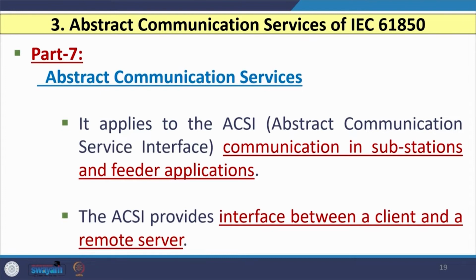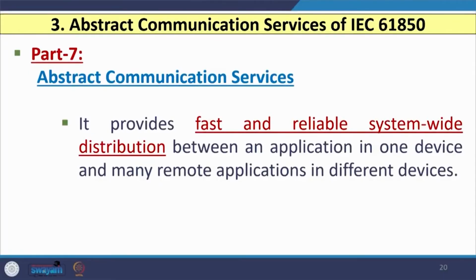This ASCI, the abstract communication service interface, provides the interface between the client and a remote server. So, if we have a client, let us say at a local point we have an IED, and if we have some IED at a remote point, then how the communication is carried out and how the interfacing is carried out is discussed in this abstract communication service interface. This also provides fast and reliable system-wide distribution between an application in one device and many applications in different devices. Those types of communications are also covered in the abstract communication service block.